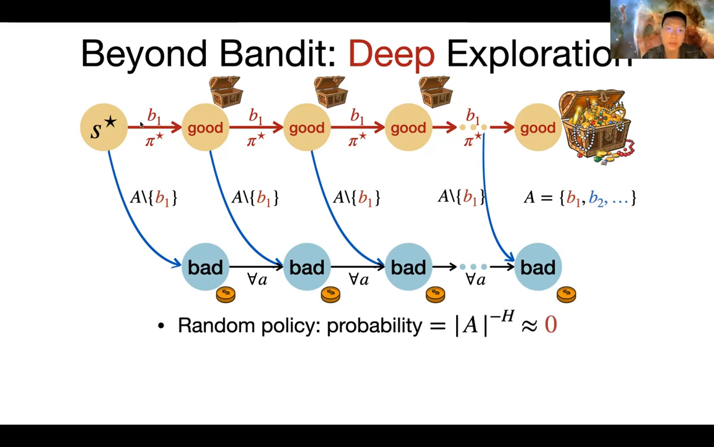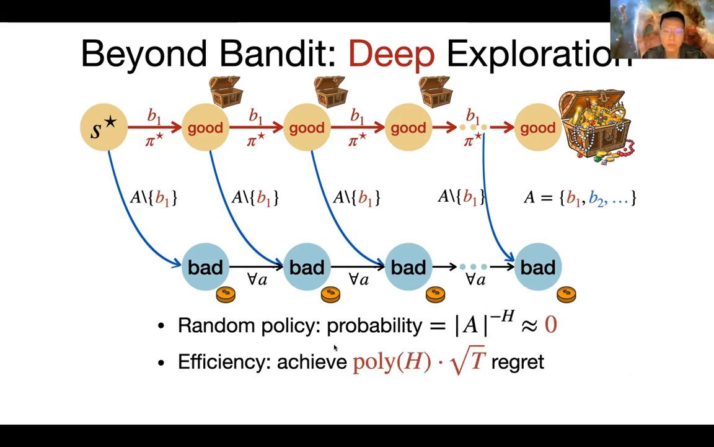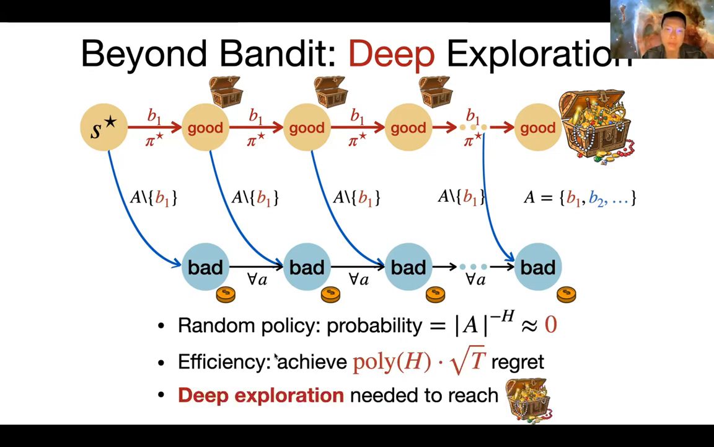Suppose we execute a random policy for exploration, then the probability of achieving the treasure chest is exponentially small, where H, the horizon, shows up in the exponent, which is inefficient. So in terms of achieving sample efficiency, we would like to have a regret bound which scales sublinearly in T and also polynomially in H. This is what I mean by deep exploration.